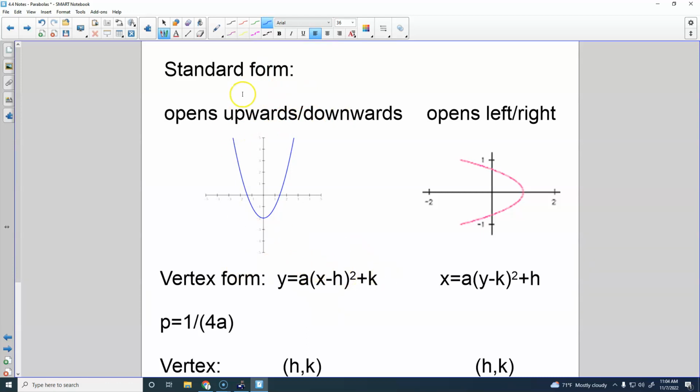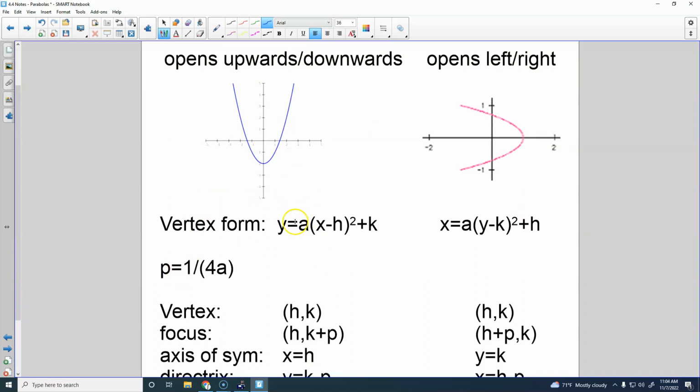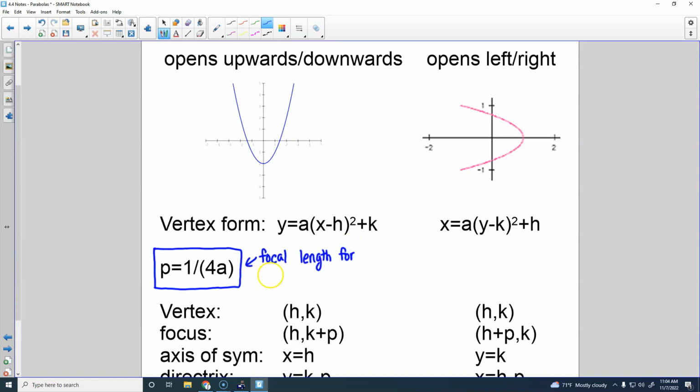So if the parabola opens upwards or downwards, okay, our vertex form is going to be y equals a times x minus h squared plus k. And so you have right here p equals 1 over 4a. This is your focal length for a parabola.